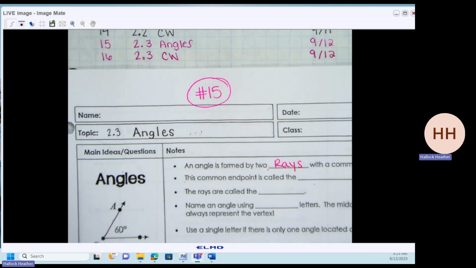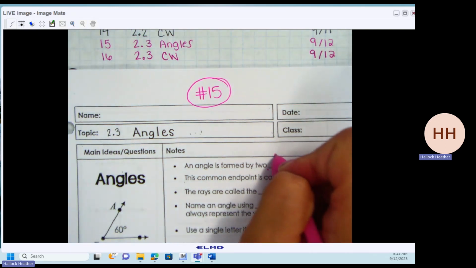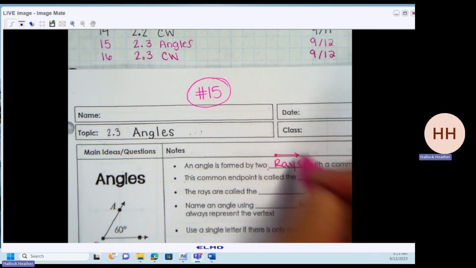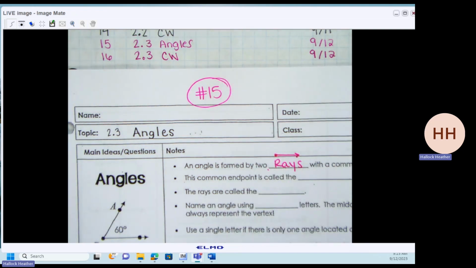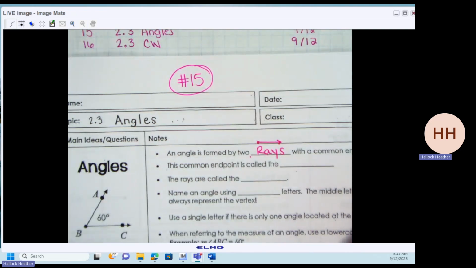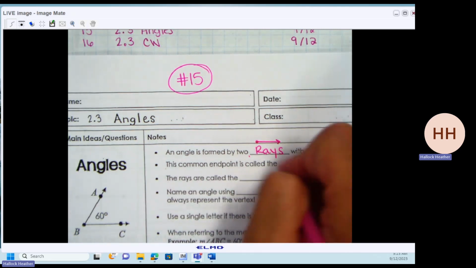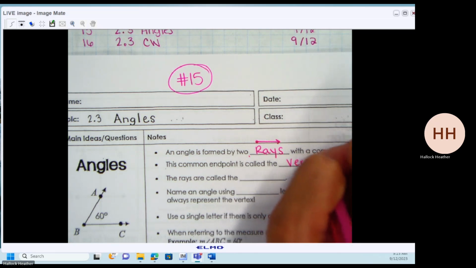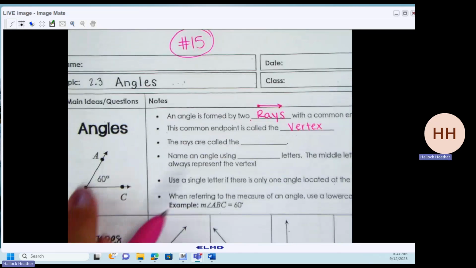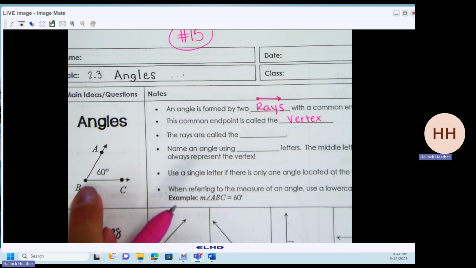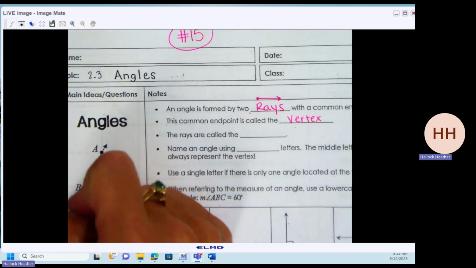A line continues in both directions forever. A segment is a piece of a line, so it has two endpoints. A ray has one endpoint, and then it continues in one direction forever, whichever way it's going. And it has a common endpoint. That's what's creating an angle. The common endpoint is called the vertex. So if you look at your picture over here, the vertex is technically point B.